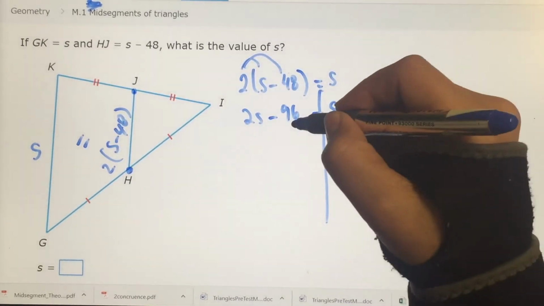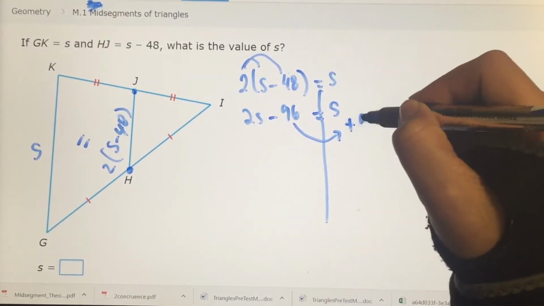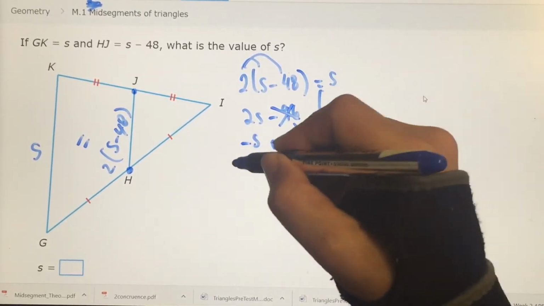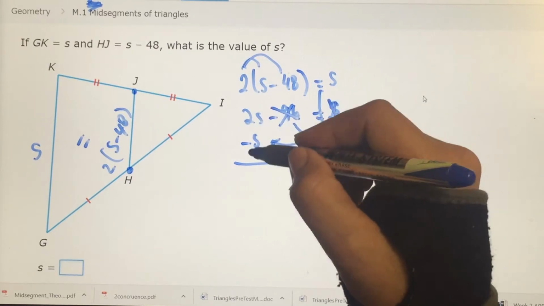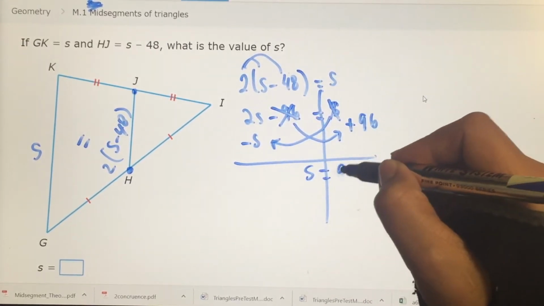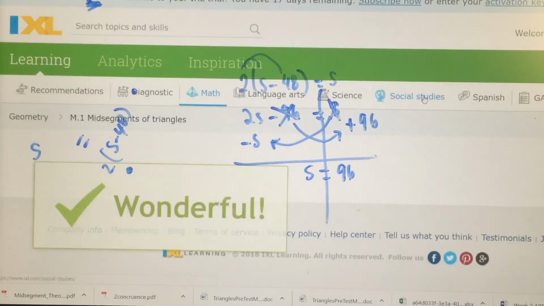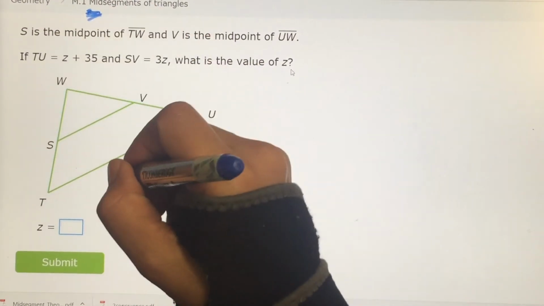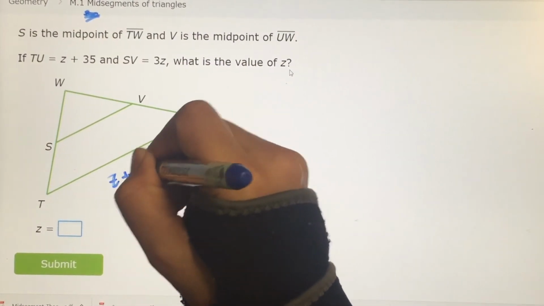What am I going to move? Let's move 96 to the other side. So it's going to be plus 96. And then move S to this side. That's going to be negative S. So 2S minus S is S. And that's 96. Bam.